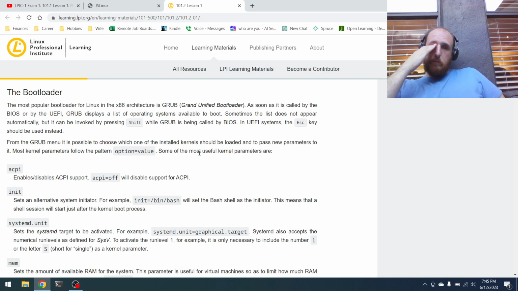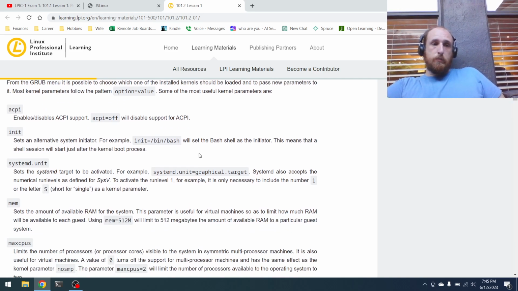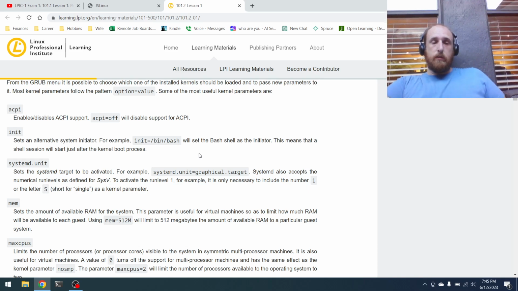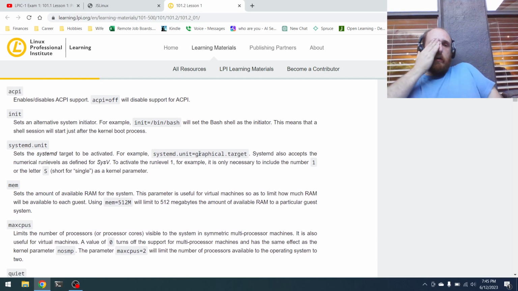From the Grub menu, it is possible to choose which one of the installed kernels should be loaded and to pass new parameters to it. Most kernel parameters follow the pattern option=value. Some of the most useful kernel parameters are: acpi enables or disables ACPI support. acpi=off will disable support for ACPI.